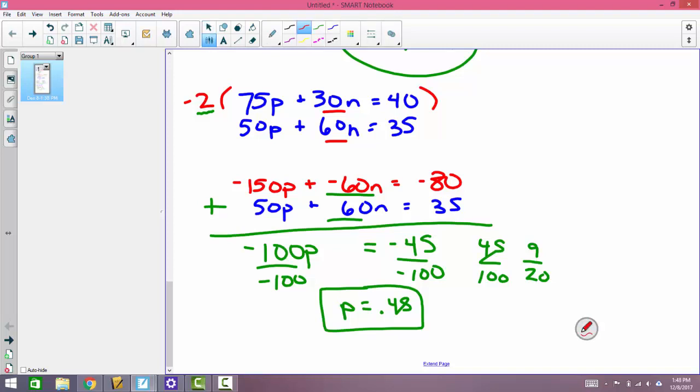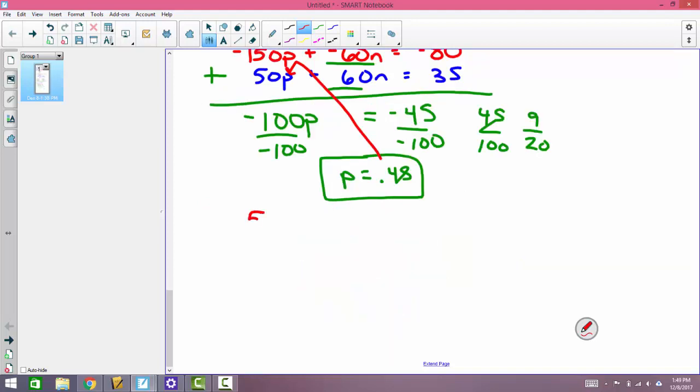So you have the p. You still need to solve for n. So you're going to plug the p into one of the original equations. We'll go right there. So 50 times 0.45 plus 60n equals 35.